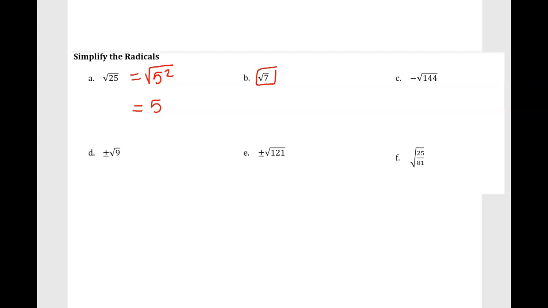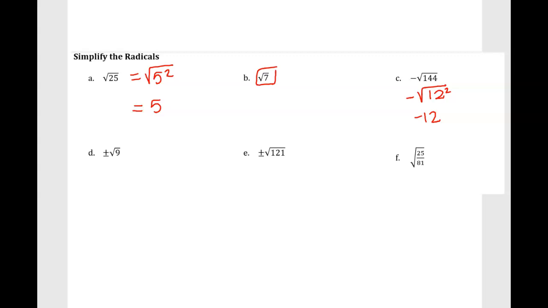Okay, negative square root of 144. Well, 144 is a perfect square. That is the same as negative square root of 12 squared. So again, the perfect square inside cancels that square root. So negative square root of 144 is really negative 12. If it has a negative or a plus or minus in front, that stays.